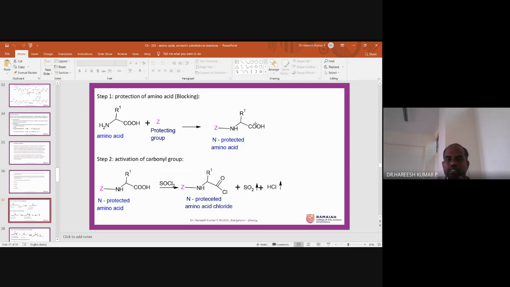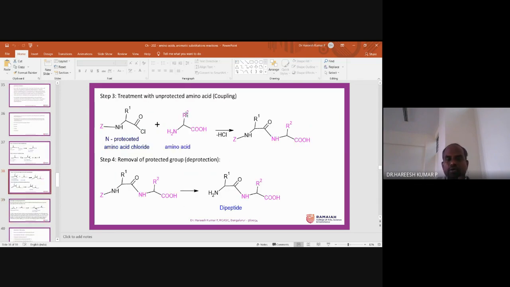Now the C-terminal, the carboxylic acid group, is activated by converting this acid into acid chloride by treating with thionyl chloride. Thionyl chloride is the best chlorinating agent because the byproducts formed are gaseous. Sulfur dioxide is a gas, HCl is a gas. Both will go out, leaving behind only the N-protected amino acid chloride. This is the second step. This N-protected amino acid chloride is treated with an unprotected amino acid, this is R2. Cl and H go out, forming a dipeptide.